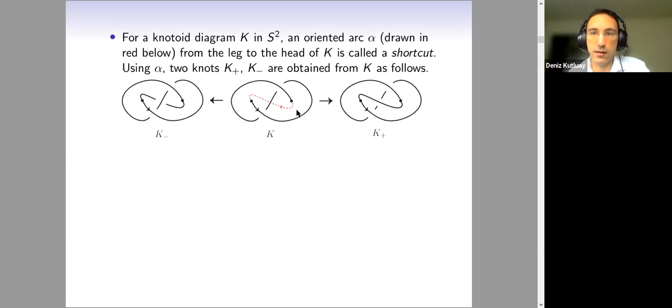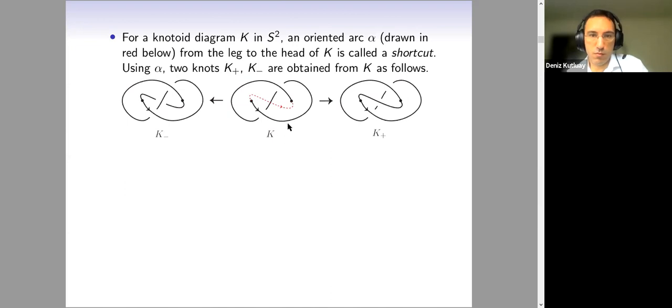knots in S3. So here is how you do it. We can assume that this red arc goes below everywhere on the knotoid. Here there is only one intersection, and we assume that this arc is going under the rest of the knotoid diagram. Or you can assume it goes above the rest of the knotoid diagram. And this is true everywhere. In this case, there is only one intersection, so it is going below. But if there were other intersections, it would also go below through all of them.